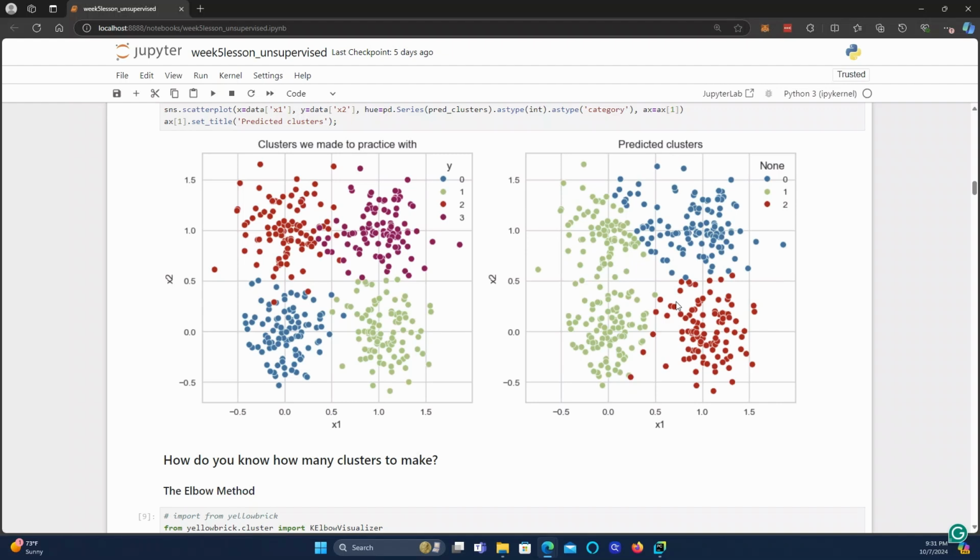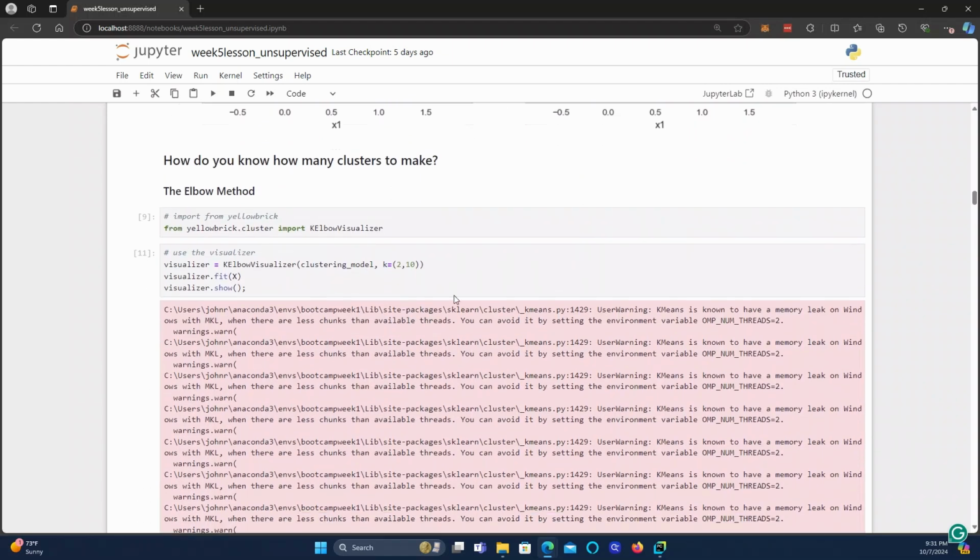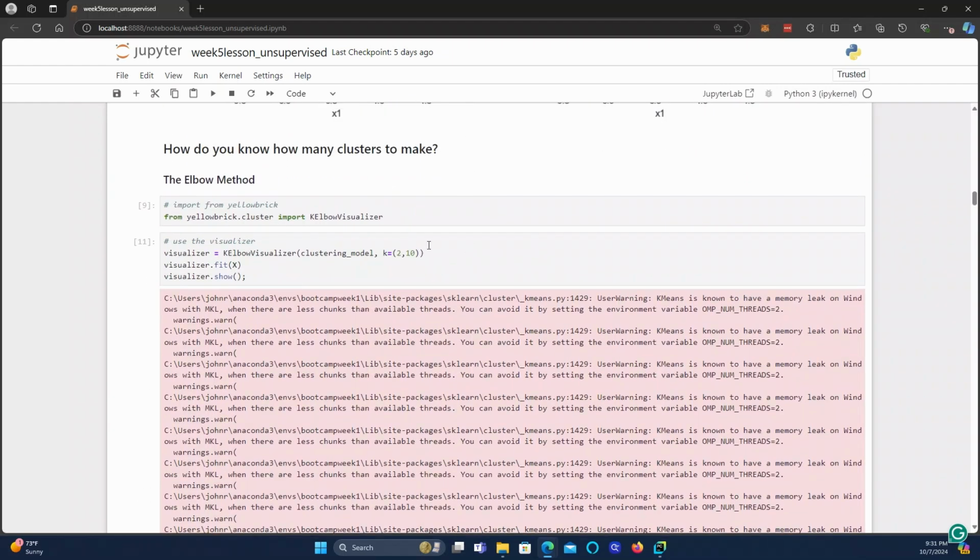So, if we don't know how many clusters there are, how do we know how many clusters to make? There are really 2 methods that we use to figure this out. The first one is called the elbow method. So from here, I'm using a new package called Yellowbrick. Yellowbrick has a lot of really nice visualizations that are going to help us out. So from yellowbrick.cluster, I'm importing KElbowVisualizer. Now this is a visualizer designed specifically to help us figure out how many clusters to make with k-means clustering.